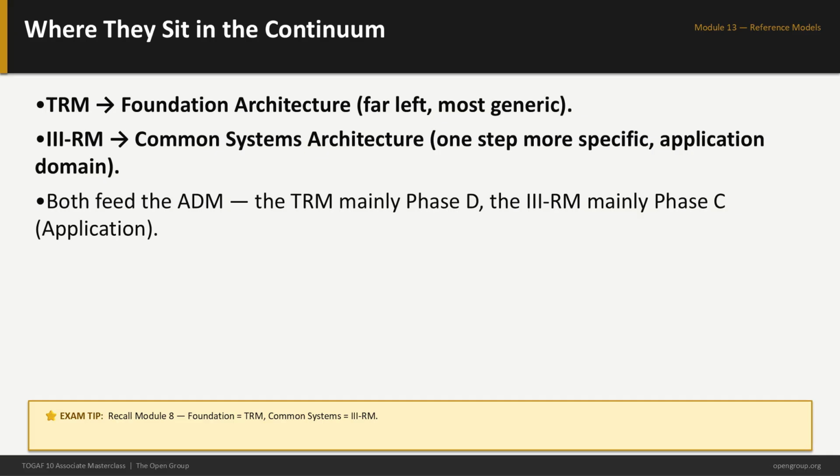Let's reconnect to Module 8 and place both models on the continuum explicitly. The TRM is a foundation architecture, far left, the most generic. The 3RM is a common systems architecture, one step more specific, in the application domain. And both feed into the ADM. The TRM mainly informs Phase D, the technology architecture, while the 3RM mainly relates to Phase C, the application architecture. So you can tie three things together: TRM with foundation in Phase D, 3RM with common systems in Phase C. That mapping, model, continuum position, and ADM phase, is a tidy way to hold both models in one structure.